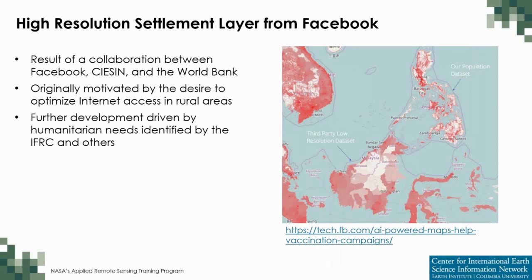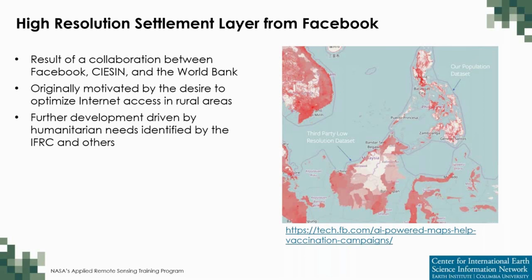And CSUN has worked with a number of groups. For example, a few years ago, we started working with Facebook. And Facebook was actually interested in trying to think about how to improve internet access in rural areas. And they had found that some of the existing data sets, which focus on buildings and infrastructure, were doing well or better in urban areas, but didn't do as well at mapping population in rural areas.